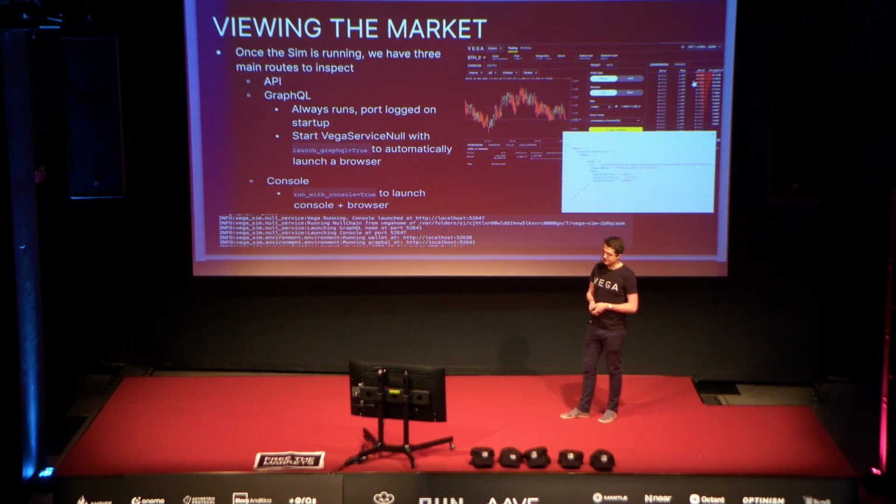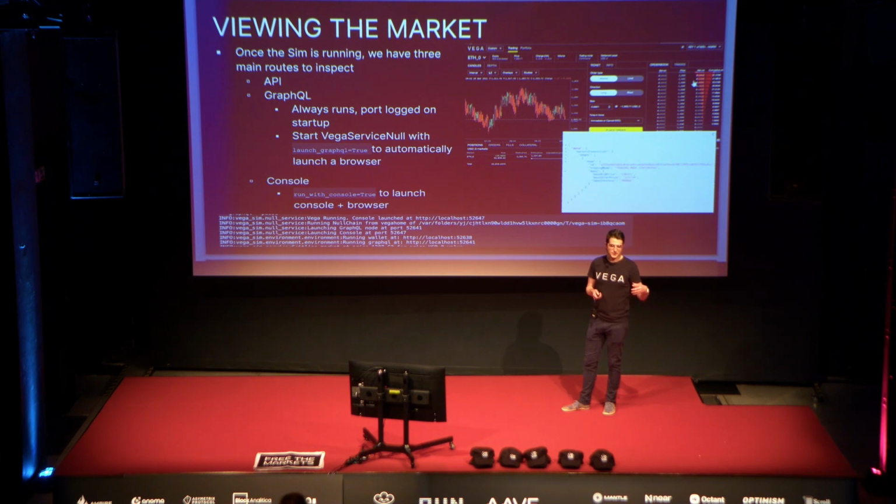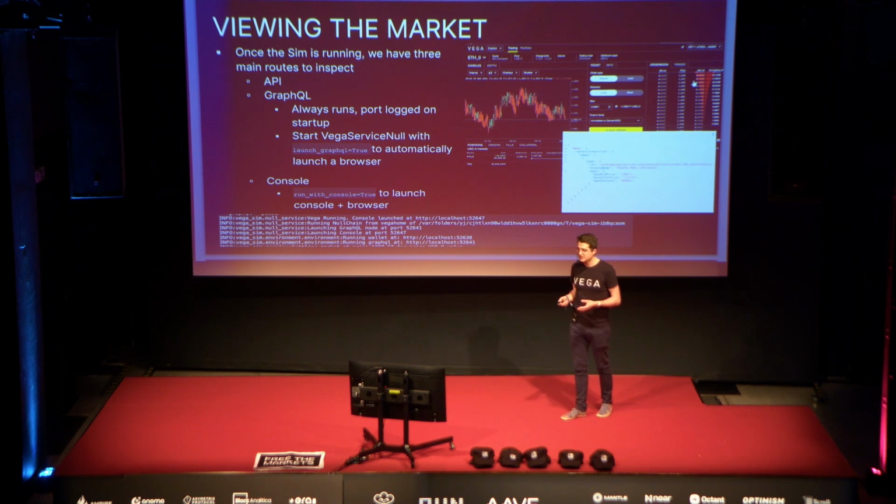So once we've got the sim running, there's a few different routes that we can really dig in and inspect what we're doing with that. And what's cool is that they're the same ways you can interact with the real world market when it's running on a node elsewhere. So there's an API layer that's built out for Vega Protocol itself. That gives you access to trade information about what's happening on the market, party balances, that kind of thing.